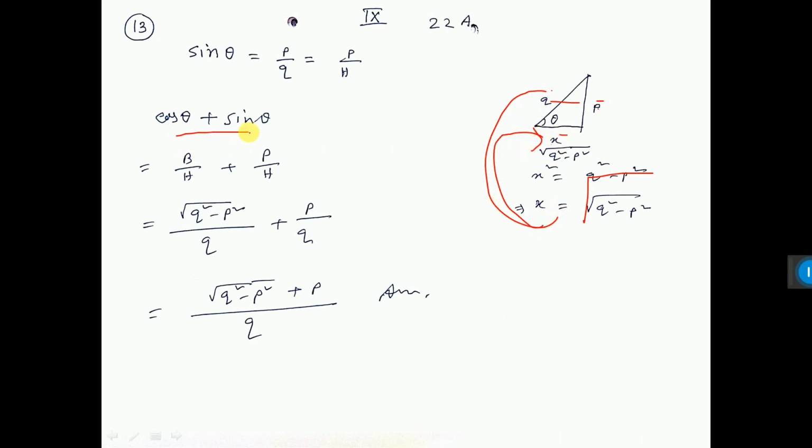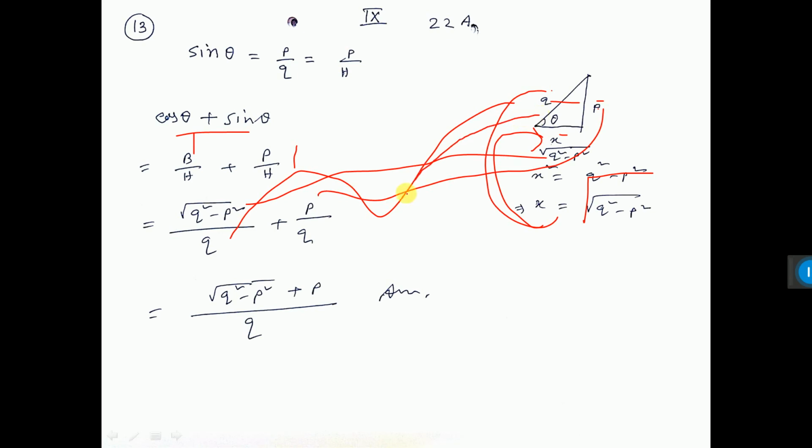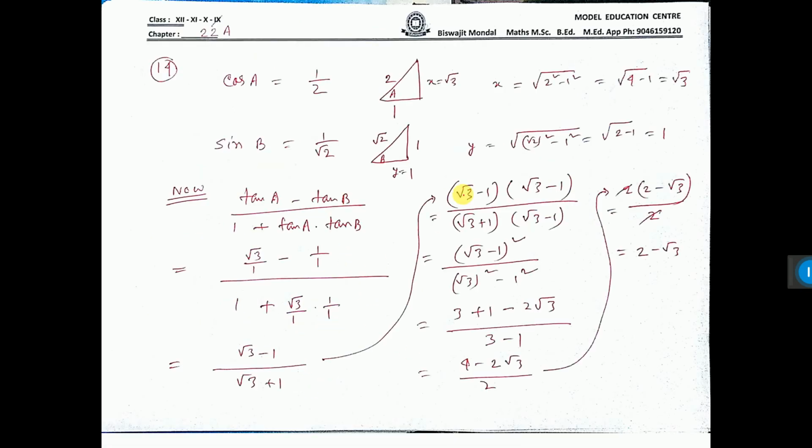Now we have to find this, cos is base by hypotenuse, sin is perpendicular by hypotenuse. So this is the base, hypotenuse is Q, perpendicular is P, hypotenuse is Q. Take LCM Q, so this is here, P is here, so that is the answer.